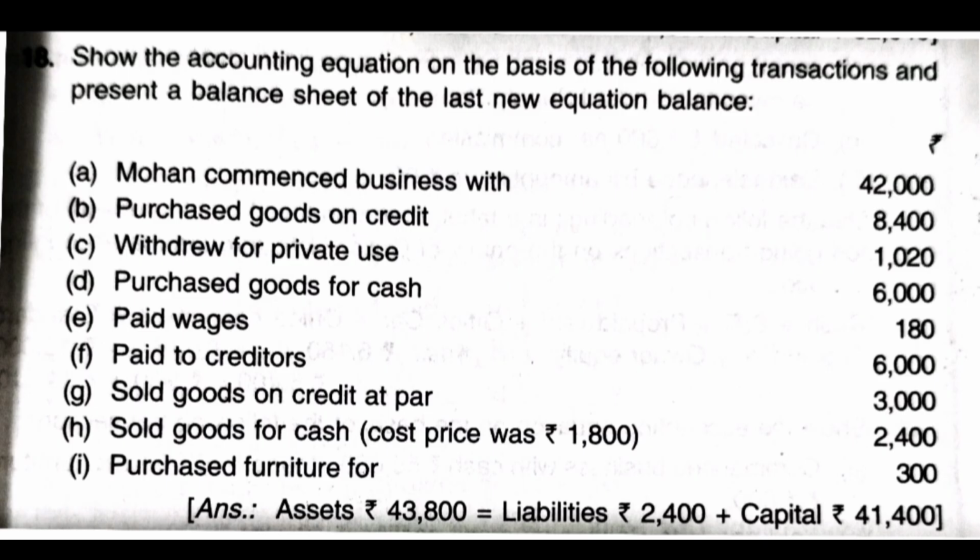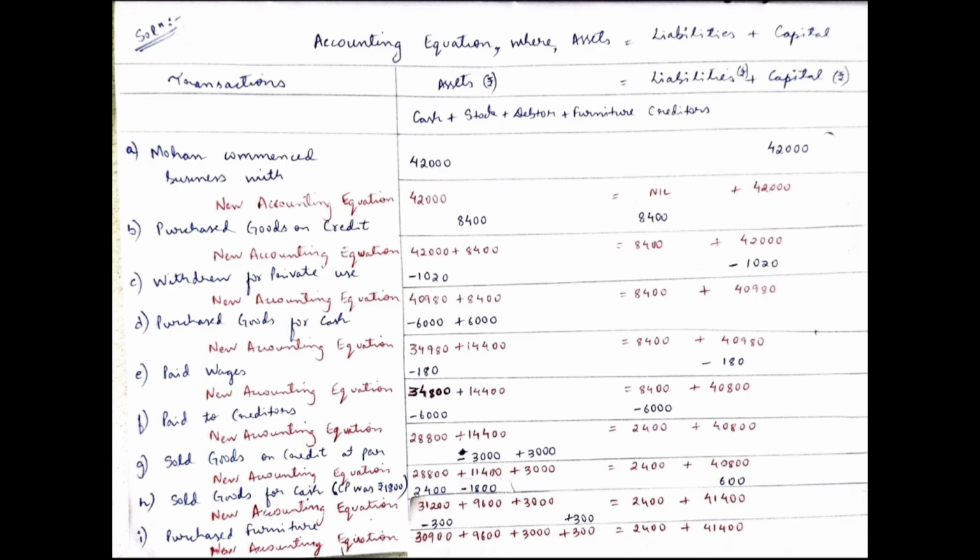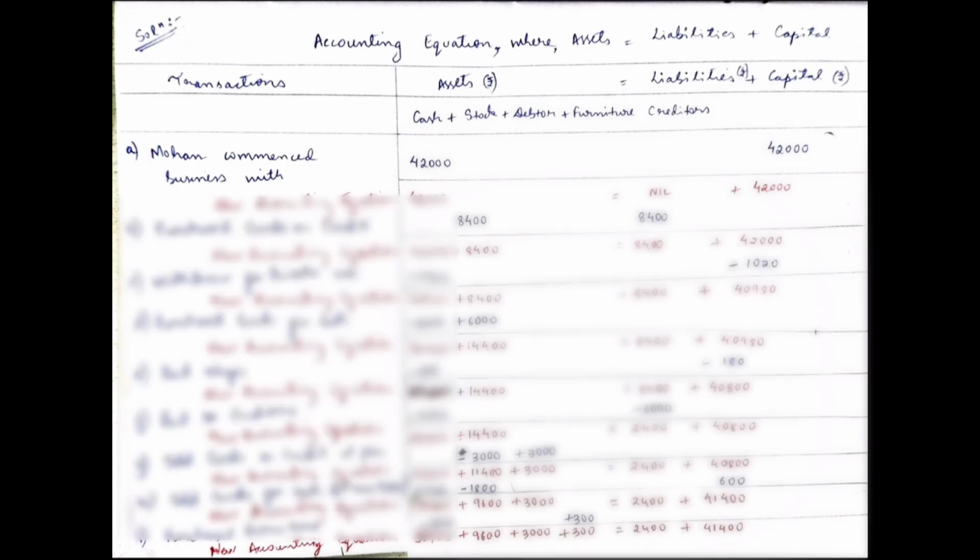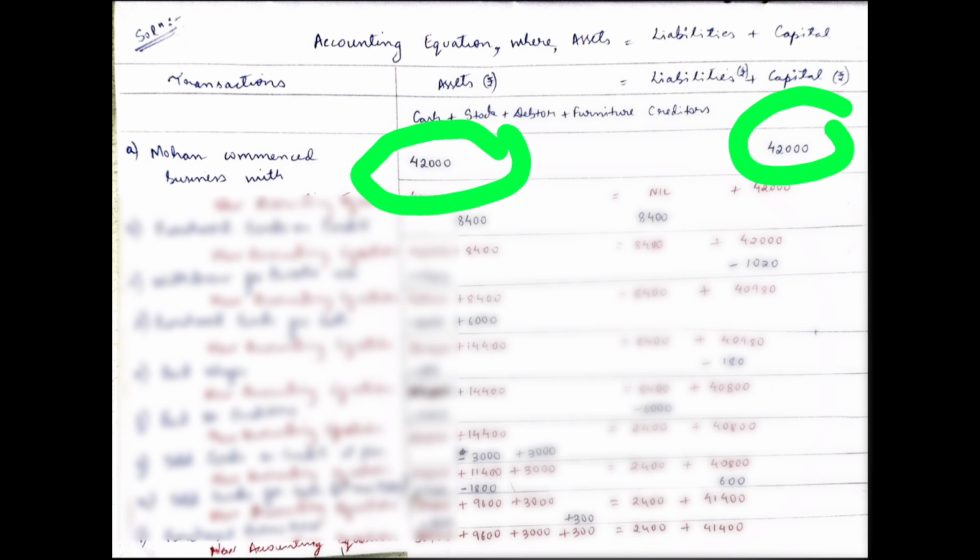First business transaction. It states that Mohan commenced business with rupees 42,000. So what will be the treatment for this? This 42,000, he has started his own business. So this we will be recording on the asset side, since 42,000 is our cash. Yes or no? It's an asset. So this 42,000 will be recorded on the asset side, as well as on our capital side, because this sum of money is being introduced in the business in the form of owner's capital.